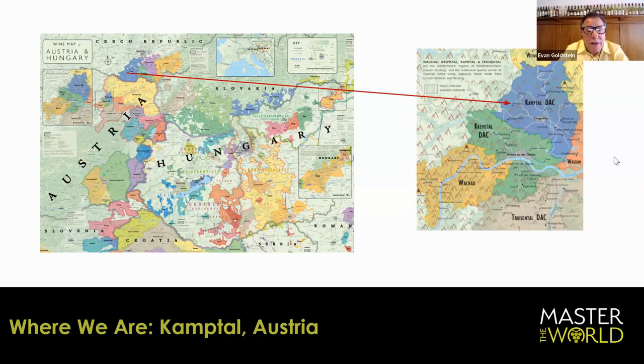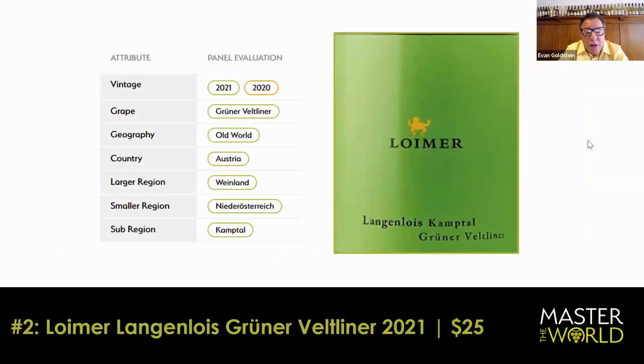The largest town, if you will, you know, we have St. Helena in Napa, we have Healdsburg in Sonoma County. They have Langenlois in Kamptal, and that is the largest and most principal wine area of Austria as well. Kamptal, of course, takes its name from the Kamp River, which opens up into the Danube later, and it goes right through that particular place.